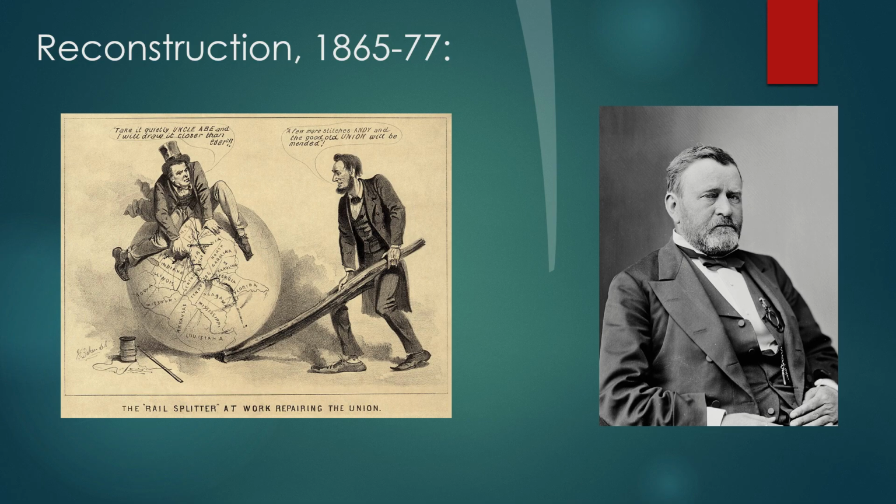And so when he became president after Johnson, he went through what's called the Enforcement Acts. He used the Union Army in the North to go into the South and to attack and fight back against the Ku Klux Klan.